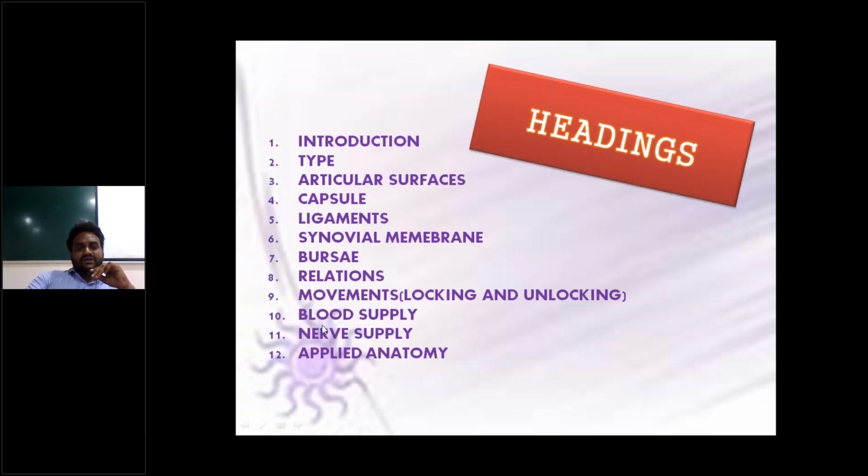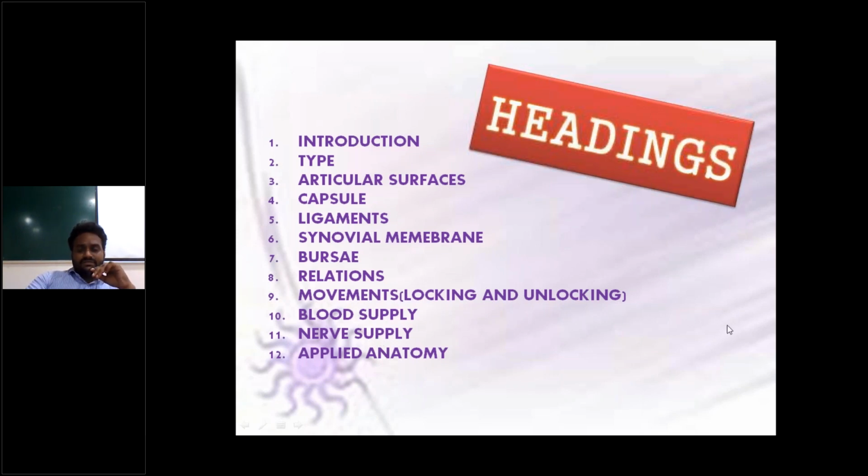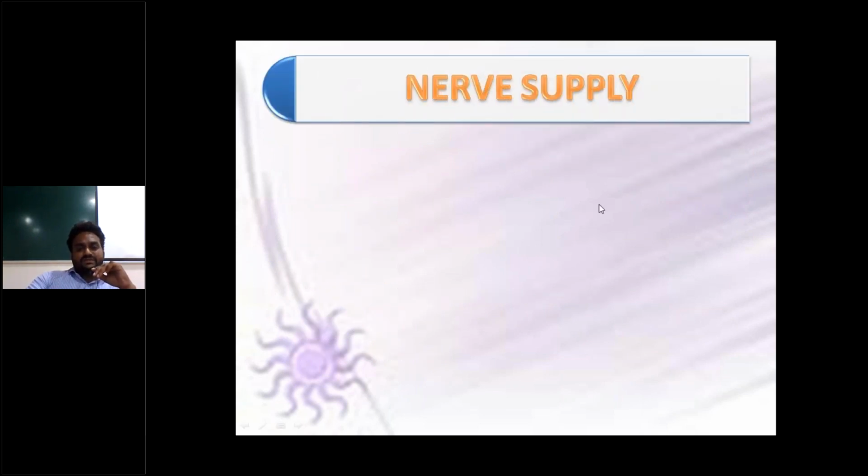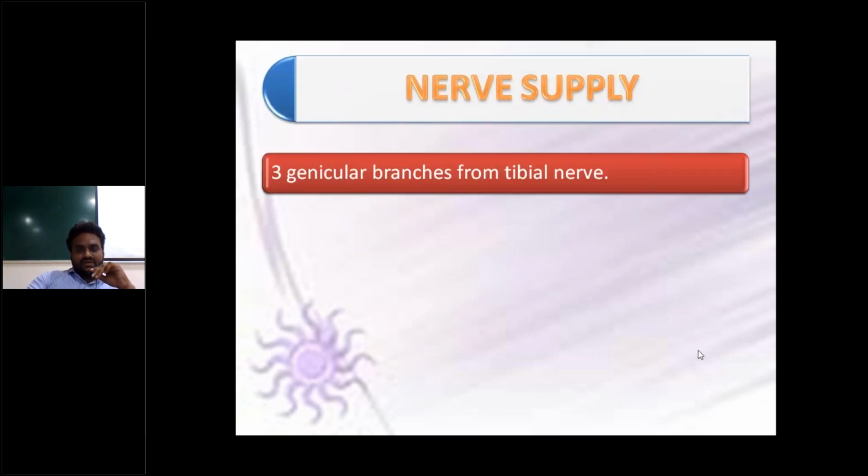So we completed the knee joint up to the blood supply, and now we come to the 11th one. What is the 11th one? Nerve supply. Already I told you this is the big or large synovial joint. Obviously, a number of nerves are supplying this knee joint.